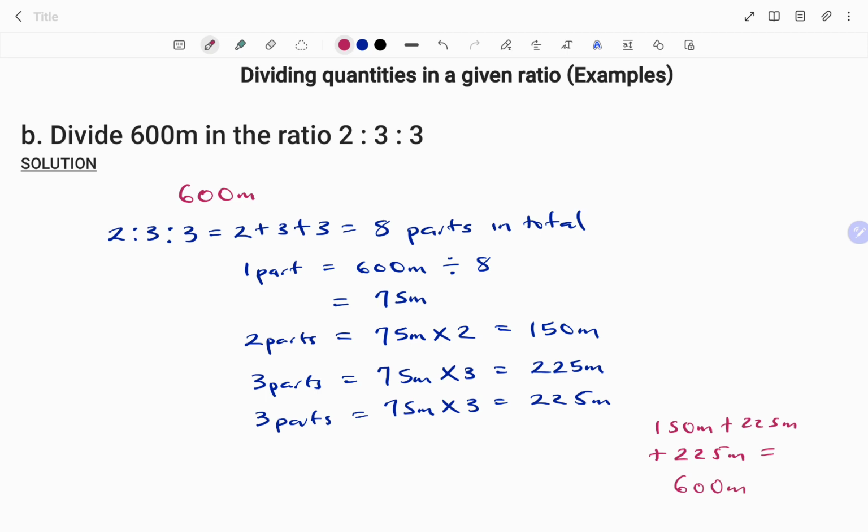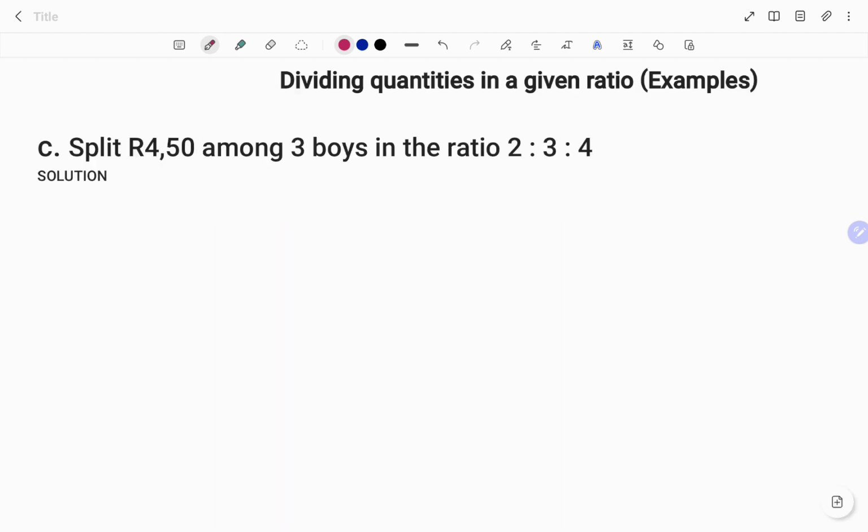Let's go ahead with a couple more examples. In this example, we have split, which is also the same thing as divide or share, 450 among 3 boys in the ratio 2 to 3 to 4. The quantity we are trying to split or divide is 450. The ratio we are trying to split it into is 2 to 3 to 4. Let me correct that. And that will give us 2 plus 3 to know the total parts, plus 4. 2 plus 3 is 5. 5 plus 4 is 9 parts in total.